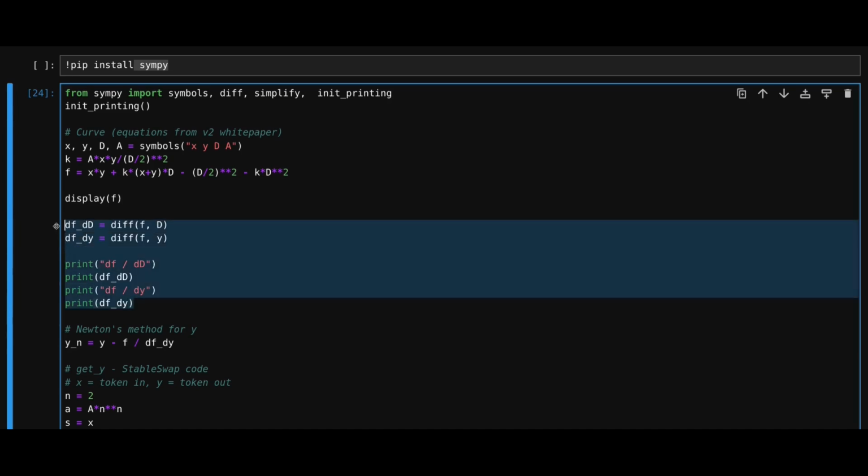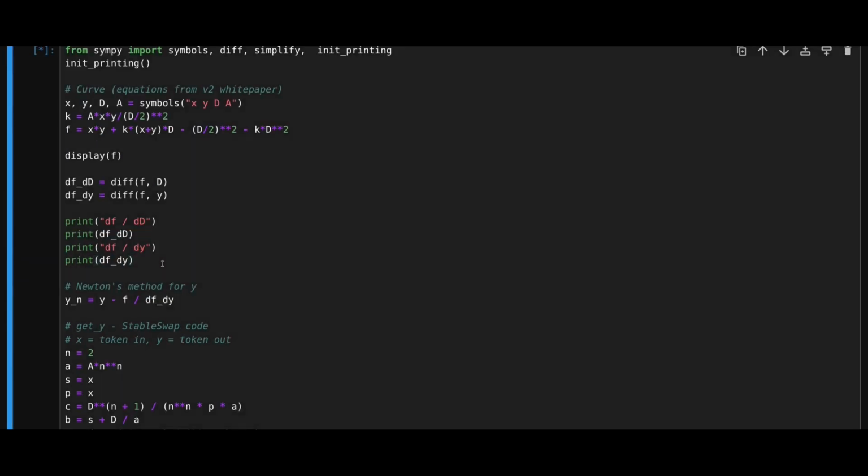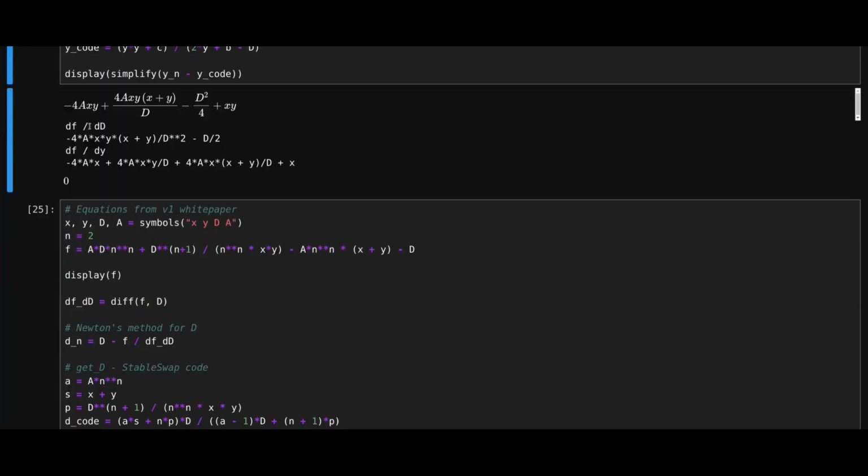And then I printed these out. And when I do this, the results are over here. df dd is equal to this, and df dy is equal to this. I copied this code and then used it in the previous video where we used it in Newton's method.